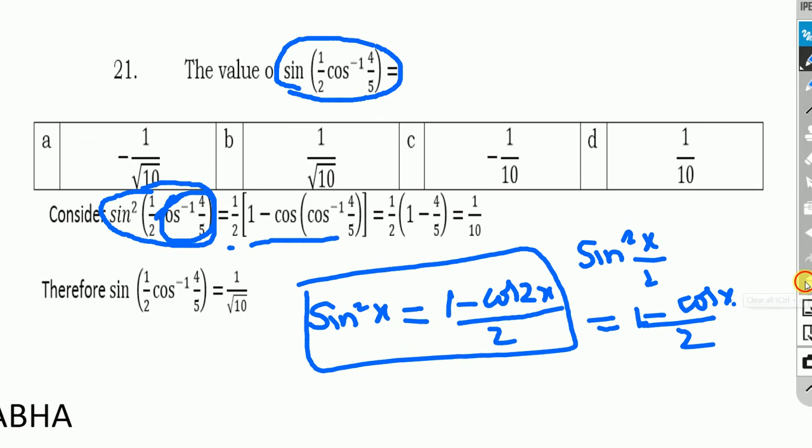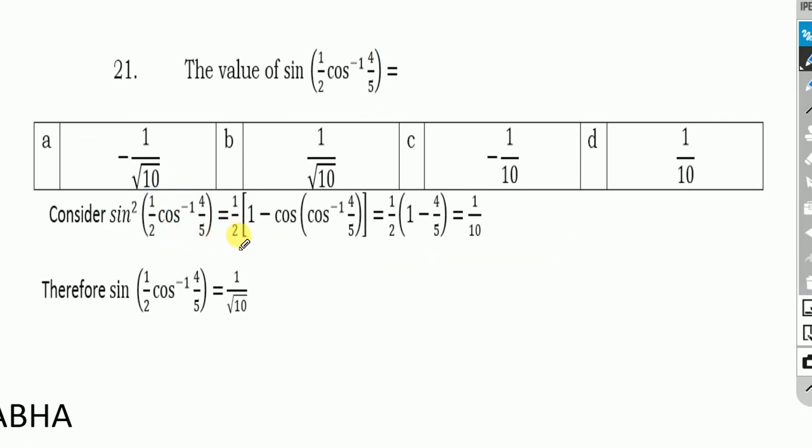So therefore I have 1 by 2 into 1 minus cos theta. Theta is cos inverse of 4 by 5, so cos of cos inverse of 4 by 5 is 4 by 5. Therefore I have 1 by 2 into 1 minus 4 by 5. That is 5 minus 4 is 1 by 5 into 1 by 2, which is 1 by 10. So sine square of 1 by 2 cos inverse of 4 by 5 is 1 by 10.